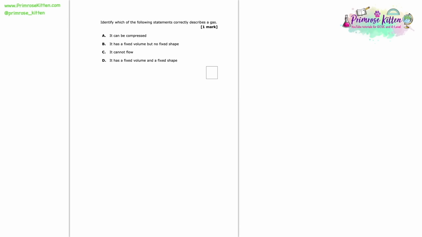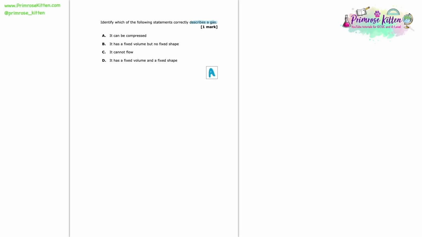Here we're asked to identify which of the following statements correctly describes a gas. So the first statement is it can be compressed. Well, gases can be compressed. You can make those particles closer together and turn it into a compressed gas. So that one is already correct. If we were short on time, we could just put an A in the box and be done. But as we're here together now, let's take a bit of time just to look through B, C and D and explain why it's not those.